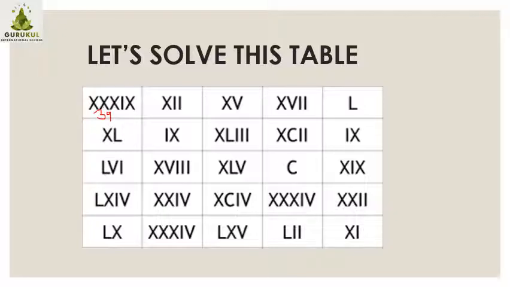So next is here XL. L means 50, X means 10. If X is written after L, then the number will change. But here it is on the left side. So 50 minus 10 is 40. Okay. Now here is L. L means 50. Then VI. V means 5 and this is 6. VI is equal to 6. So this becomes 56. Then this is L again. So 50. X means 10. 10 plus 14. IV means 4.